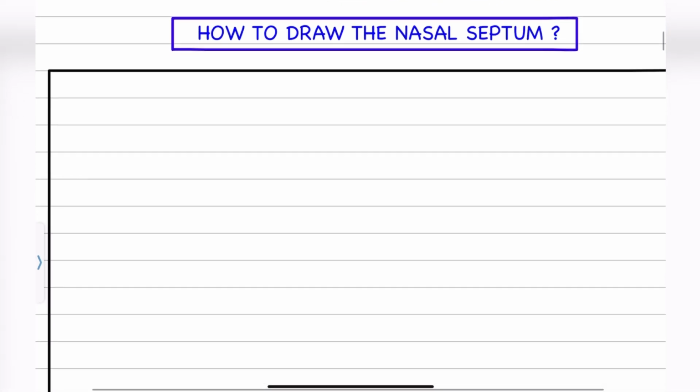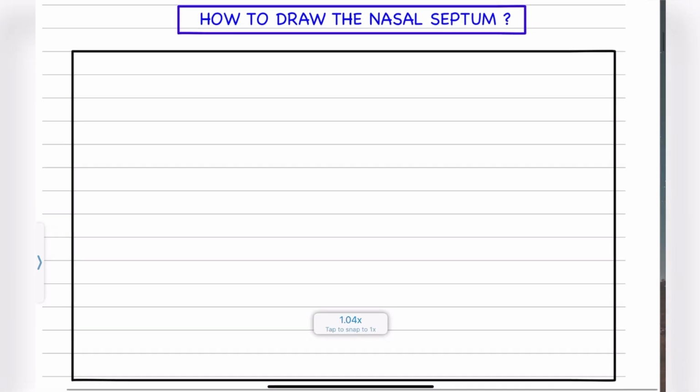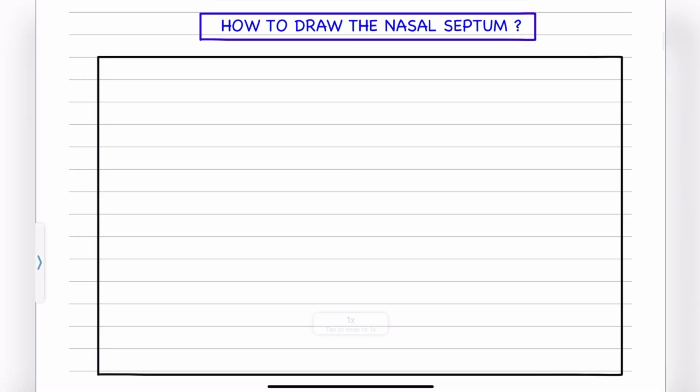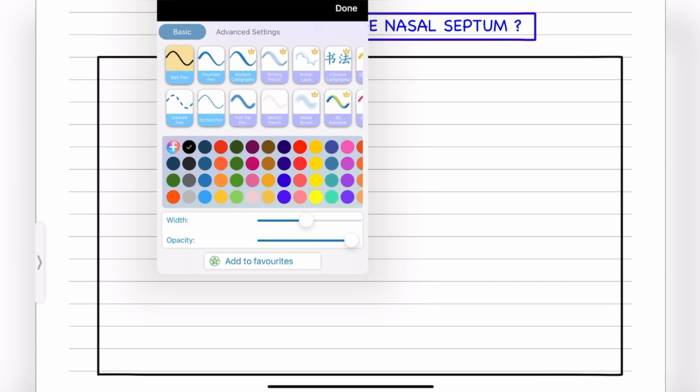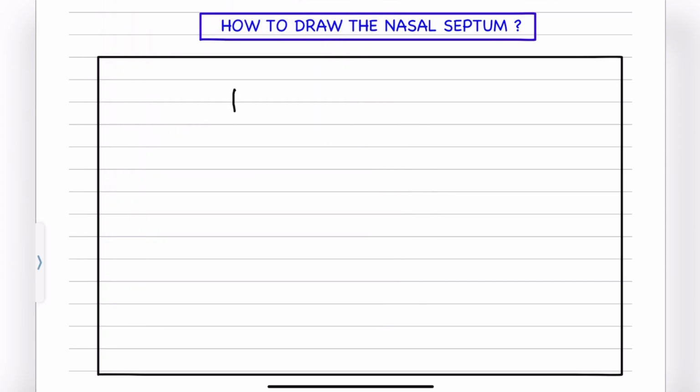Now, another very important point is how to draw the nasal septum. It is frequently tested in the university exams. So let's start. Okay, so first of all you have to draw a U.